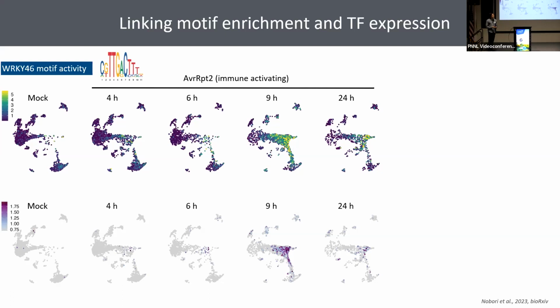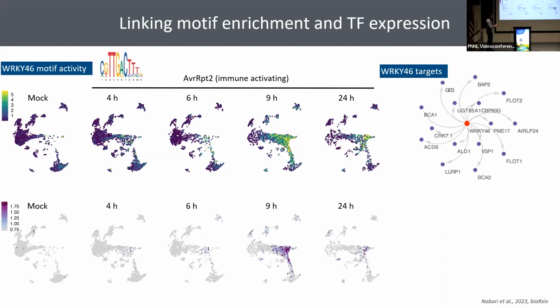The next question is, what kind of genes are regulated by WRKY46 in individual cells? For this, we can use the linkage information. We can ask to which genes WRKY46 motifs are linked. And in this way, we predicted dozens of potential WRKY46 targets, which include a lot of known defense-related genes, which is nice. But also there are genes previously not characterized in the context of immunity. So they may be novel immune-related genes, which can be tested in the future by using mutant analysis.